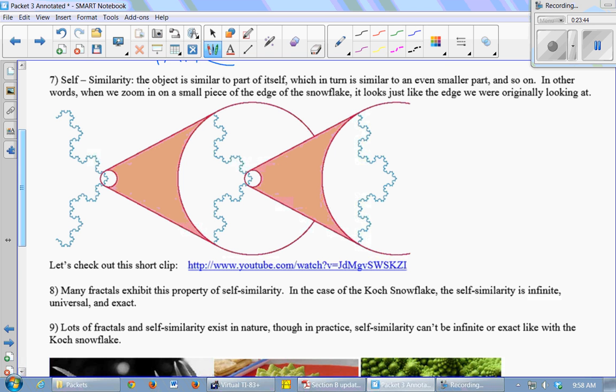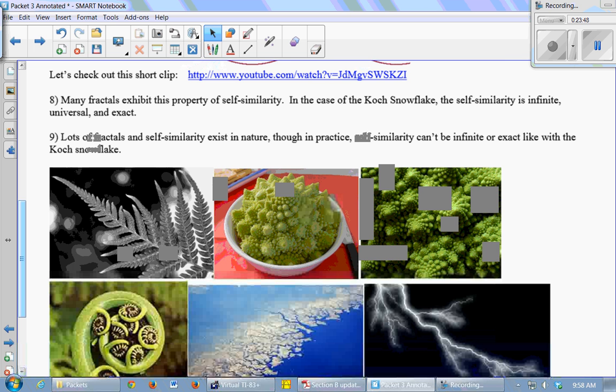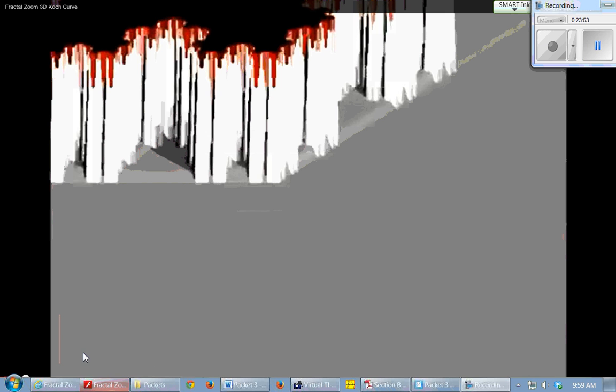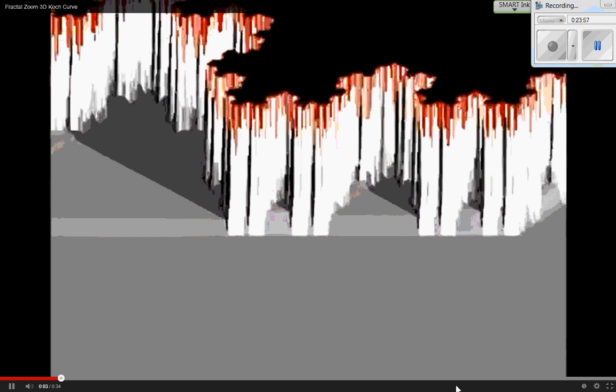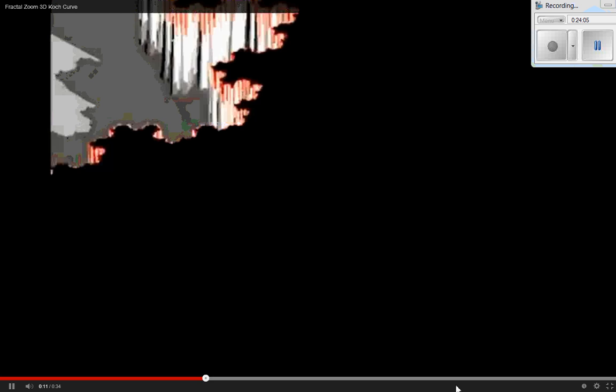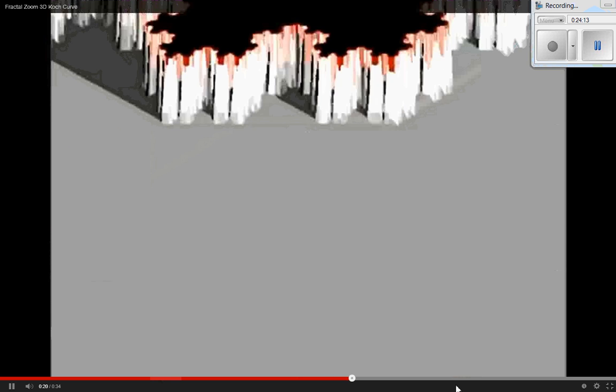Okay. So we're going to check out this short video clip from YouTube. If you get motion sick, you might want to shut your eyes. So we're just zooming in on the Koch snowflake over and over and over again.